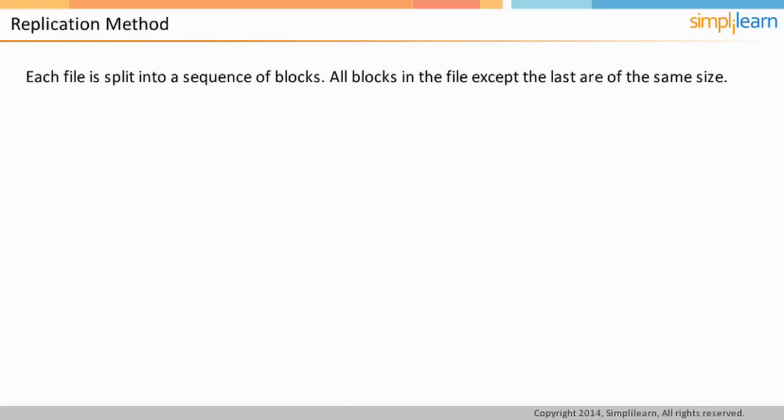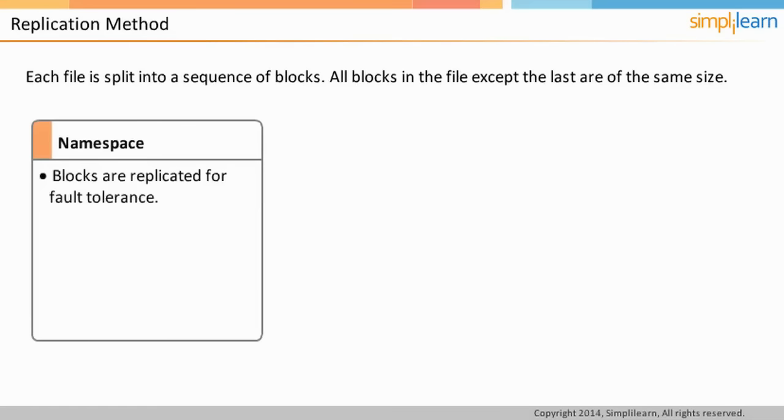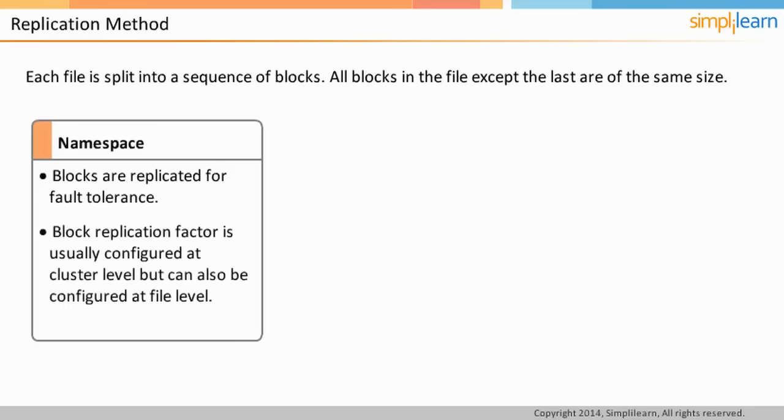Each file is split into a sequence of blocks. All blocks in the file except the last are of the same size. Blocks are replicated for fault tolerance. Block replication factor is usually configured at the cluster level, but can also be configured at the file level.